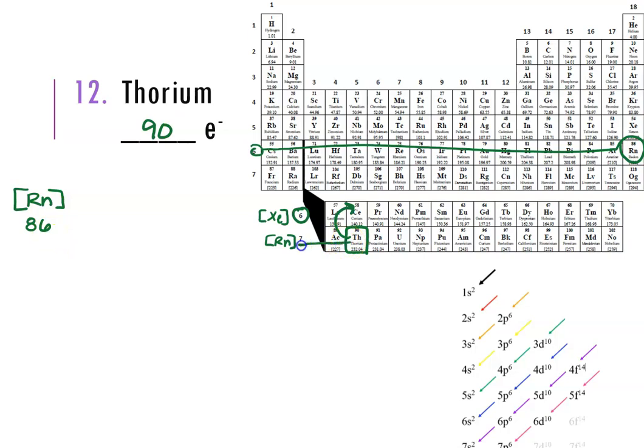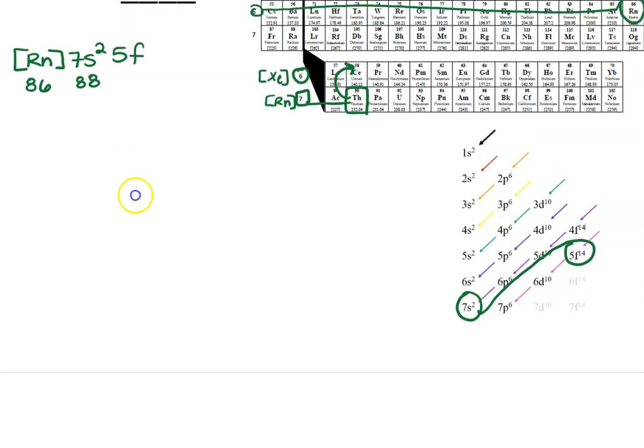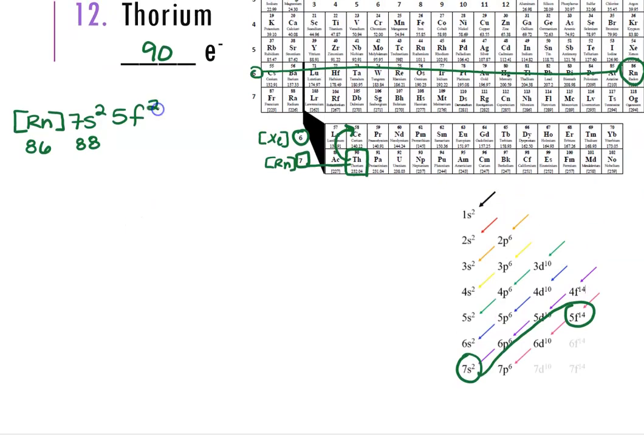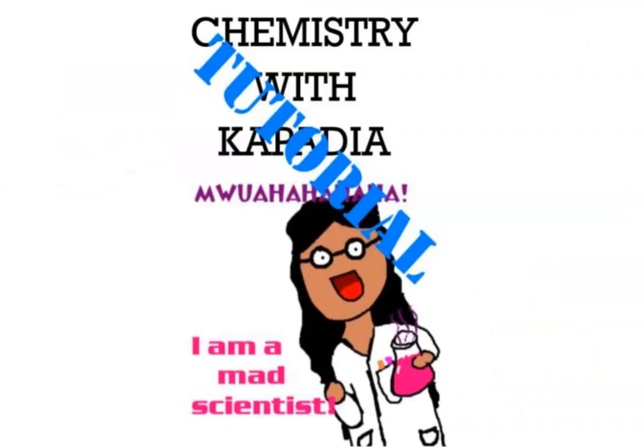So thorium here, thorium itself is on level 7. So we'll start with 7. So we'll start with 7s2. That gets me to 88. And I only need 2 more. So the next one here is going to be 5f. And I only need 90. So I'm just going to do 5f2. All right, so that is orbital spin diagrams, electron configuration, and condensed electron configuration.